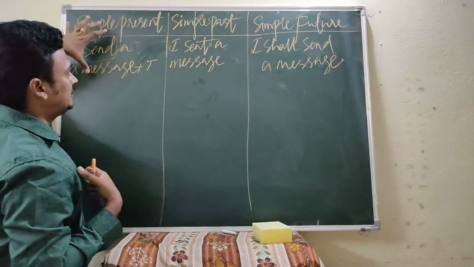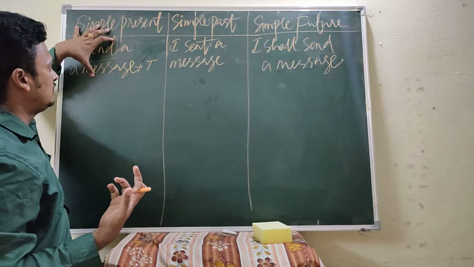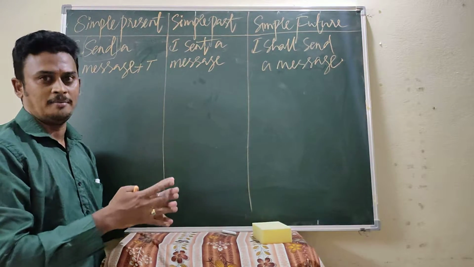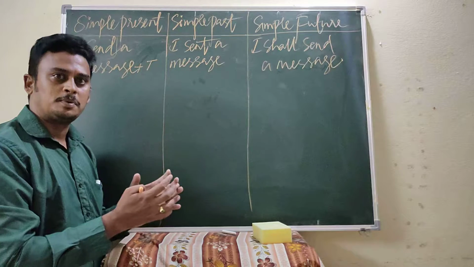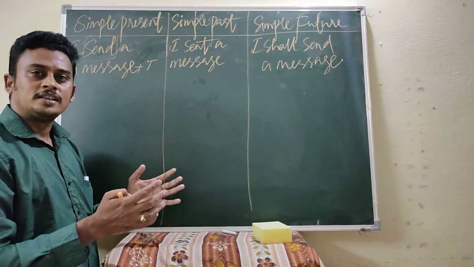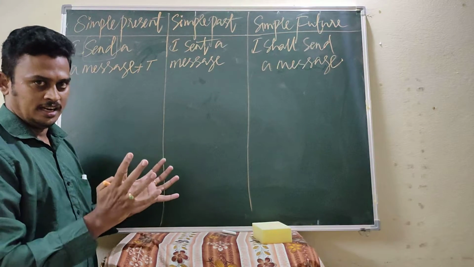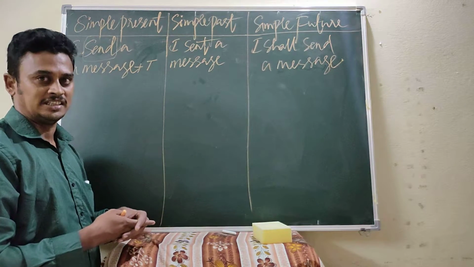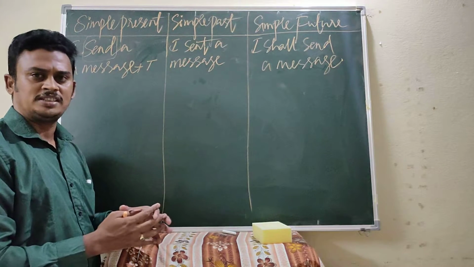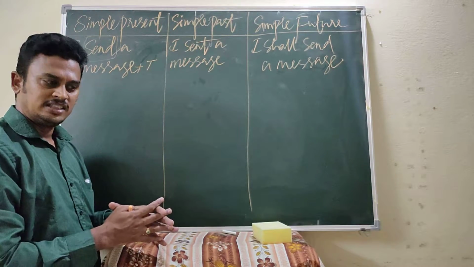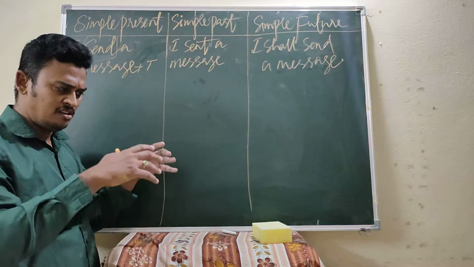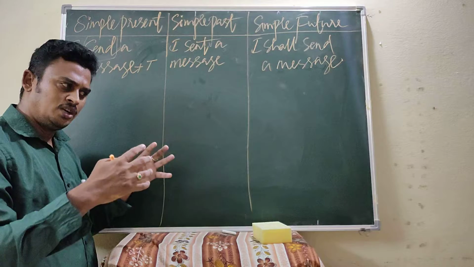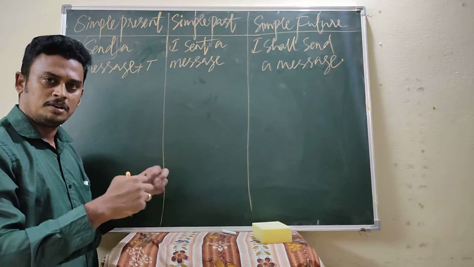So what is simple present tense? Now we learn. Simple present tense is nothing but the action which takes place every time, all the time, regularly. Everyday actions are to be said in simple present tense. Daily activities, regular activities. Every activity which we do regularly, that is simple present tense.